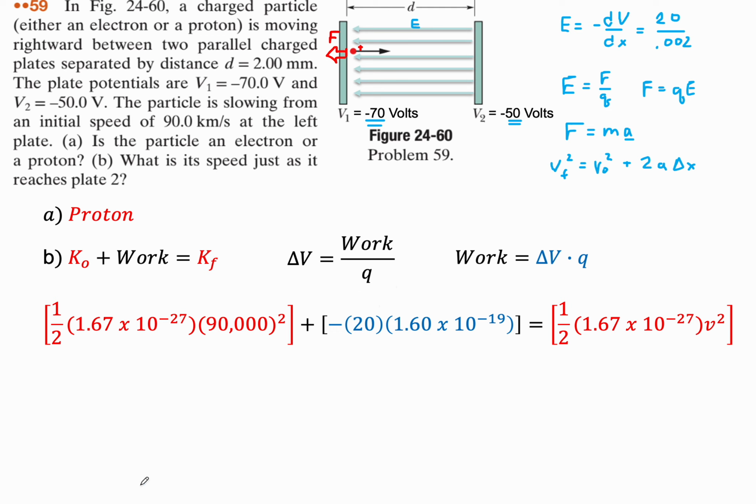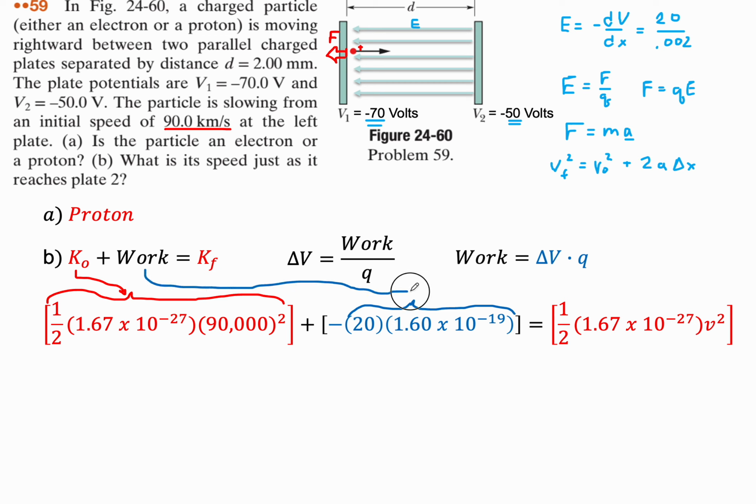Doing this, and don't panic, there's a lot of numbers on this one. Let me just walk you through it. The initial kinetic energy is just this. And you're like, wait, what is all this? Well, this is 1/2 mv squared. This is the mass of a proton, and the initial velocity is 90 kilometers per second, which is 90,000 meters per second. The work being done is this. It's the voltage difference, which is 20, times the charge on a proton, which is 1.6 times 10 to the negative 19th. So we've got this piece right here.